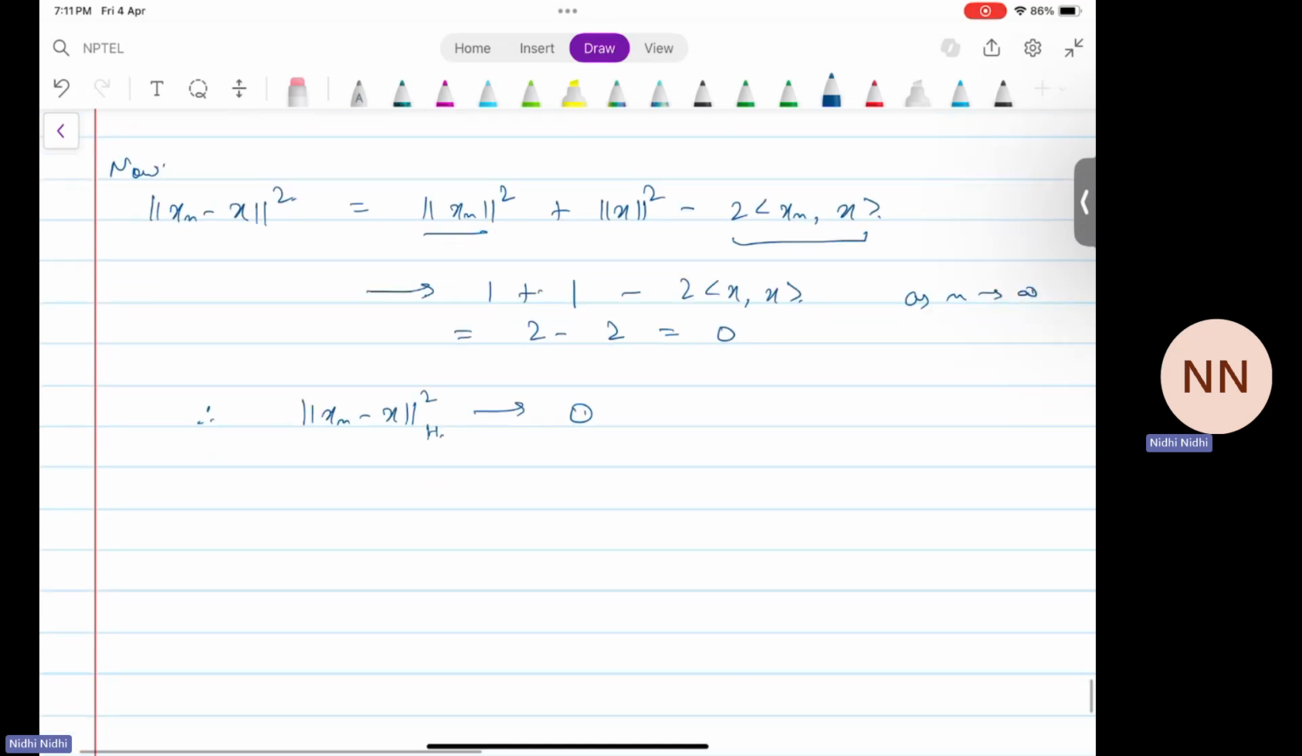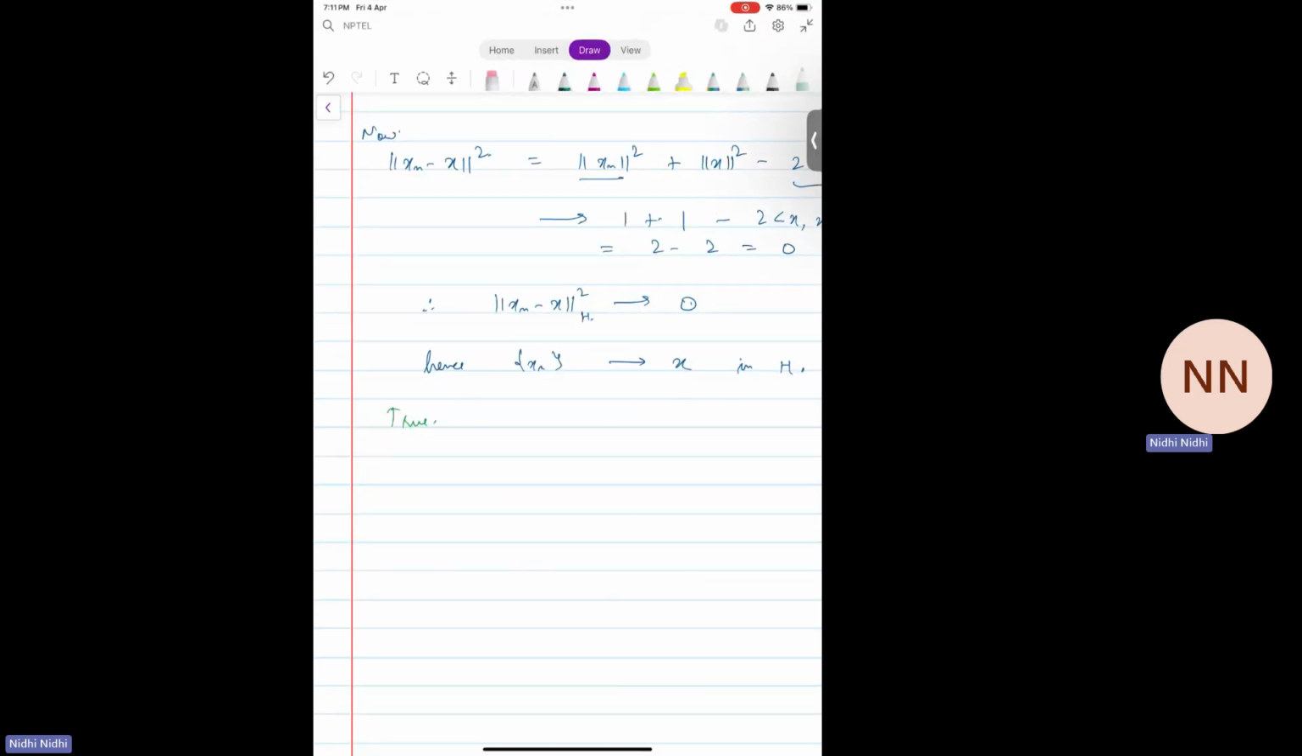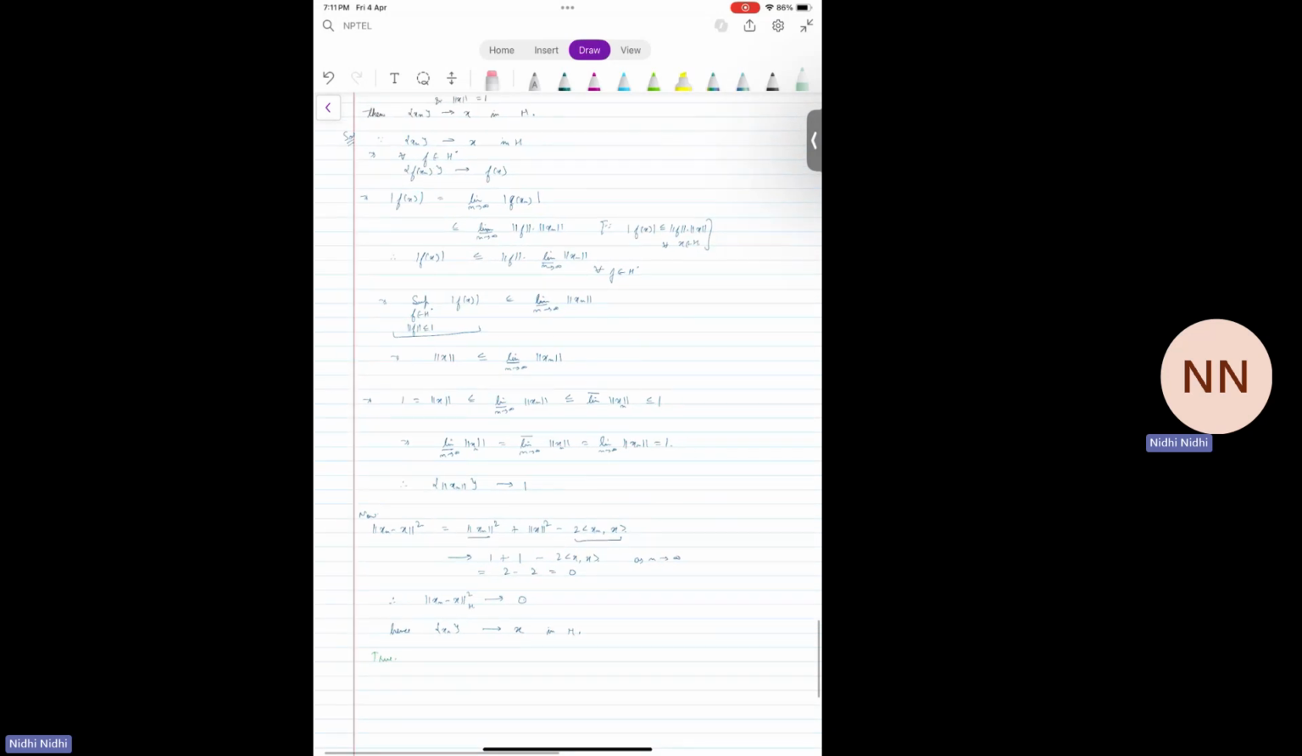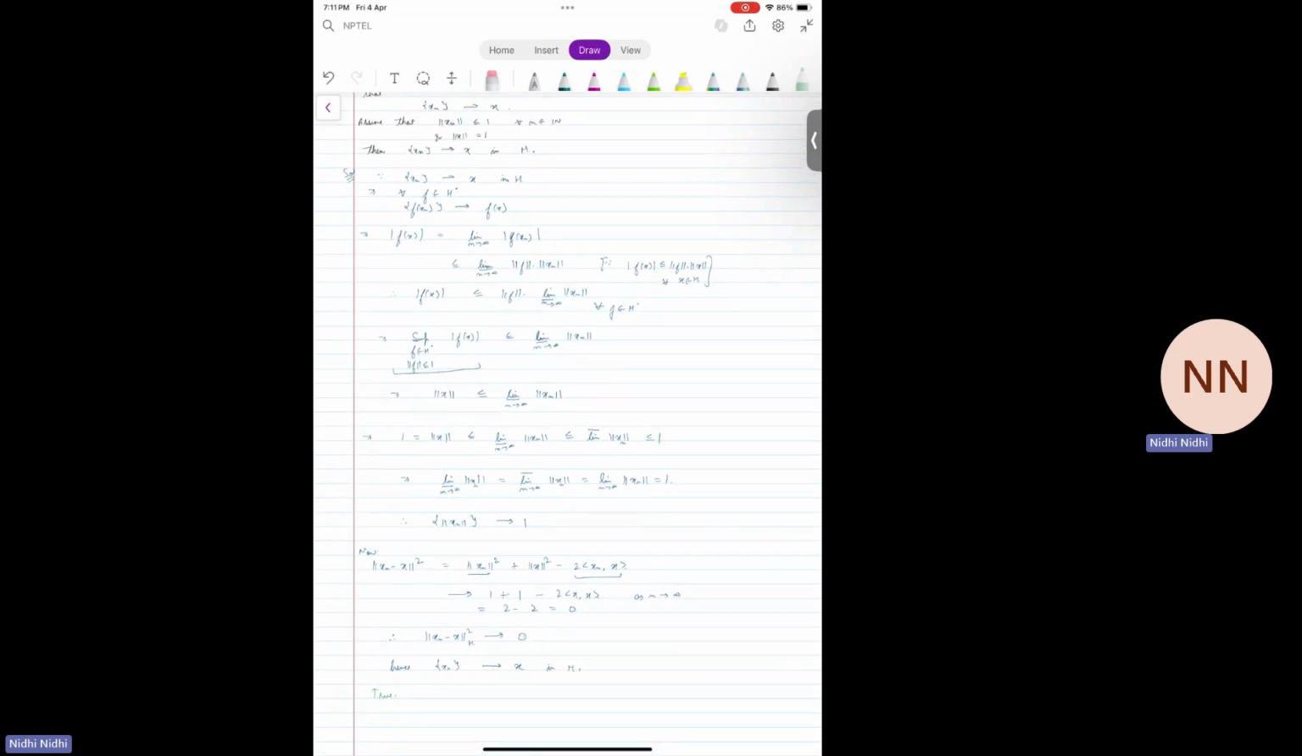Therefore, norm xn minus x squared is converging to 0. This norm is in H, hence xn converges strongly to x in H. Hence the given statement is true. I hope this solution is fine. If you have any doubt, you can ask.